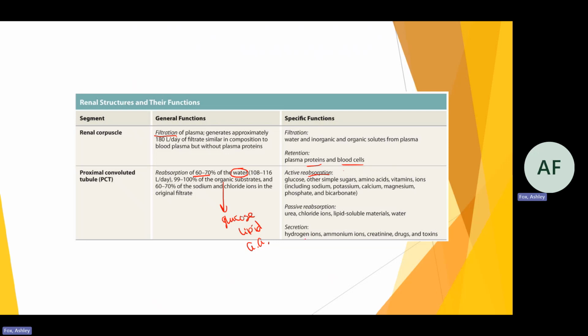We will secrete hydrogen ions if we need to. So pH balance is going to be hydrogen ions, ammonium ions. That's a waste product. Creatinine, waste product. Any drugs and toxins are going to be getting rid of at the proximal convoluted tubule.